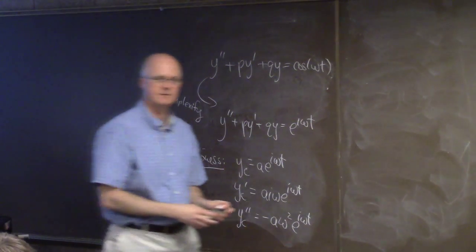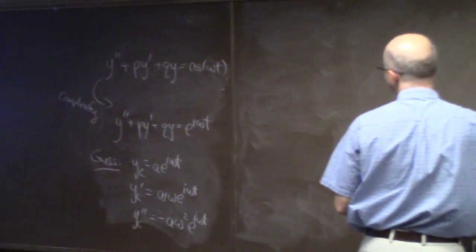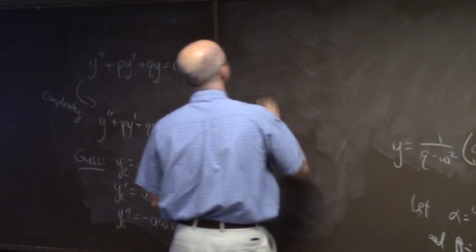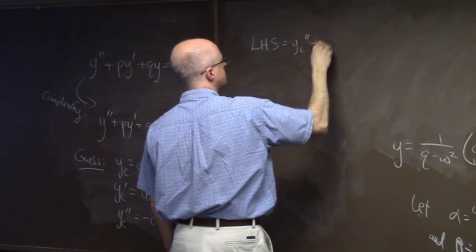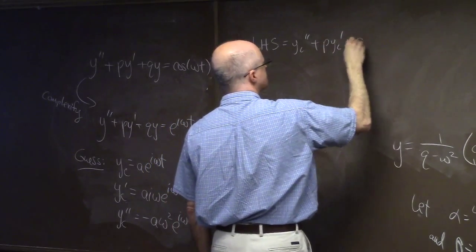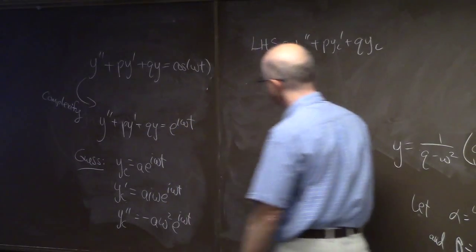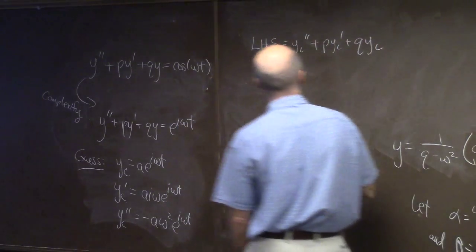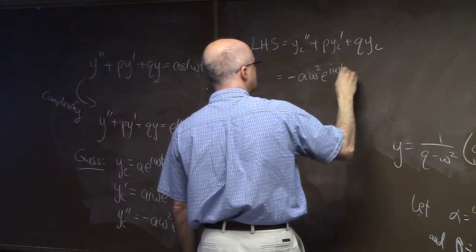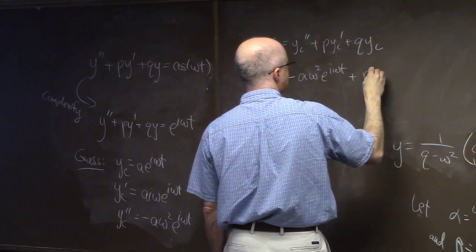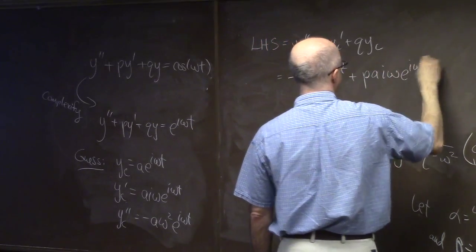Because you get an i squared. Plug that into the left-hand side, set it equal to the right-hand side. The left-hand side becomes yc double prime plus p yc prime plus q yc. That will be, better be careful here, negative a omega squared e to the i omega t plus p a i omega e to the i omega t.